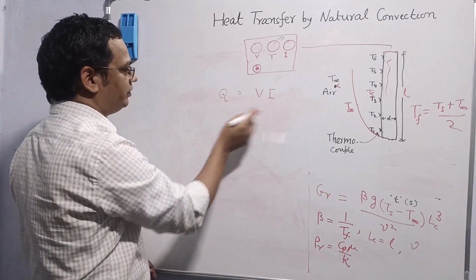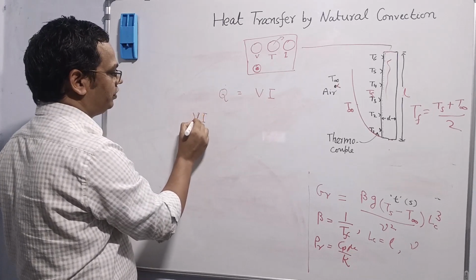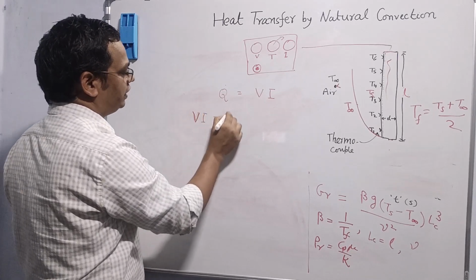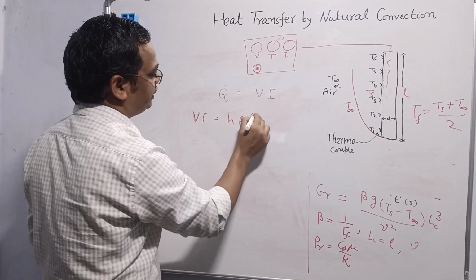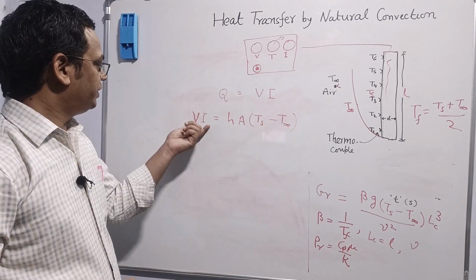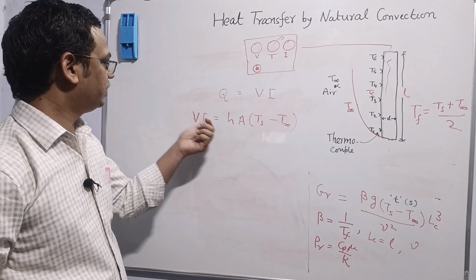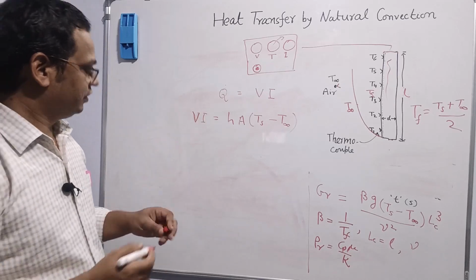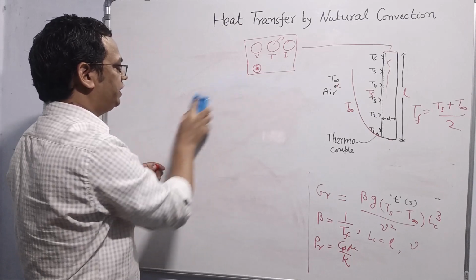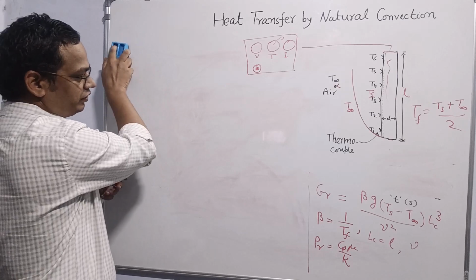So same approach will be there. VI can be equated now to hA delta T, Ts minus T infinity. In the case of steam, we were taking latent heat. Now we are taking voltage and current. Theoretical part will remain same. Only in experiment there will be slight variation in the calculation.